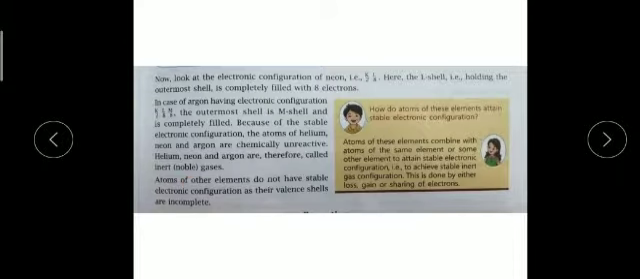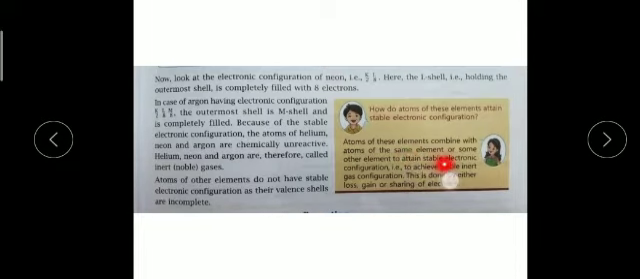So, atoms of other elements do not have a stable configuration and their valence shell is incomplete, or you can say they are unstable. Because of this instability, they can easily donate their electrons because they want stability. Or they can easily accept electrons from another atom. One question is there in the yellow box: how do atoms of these elements attain a stable configuration? Either, as I said, they donate their electrons or they accept electrons from others.